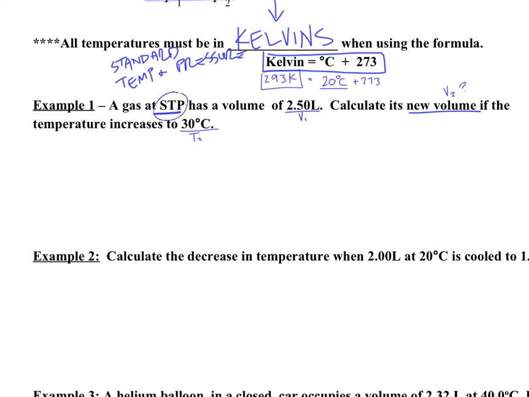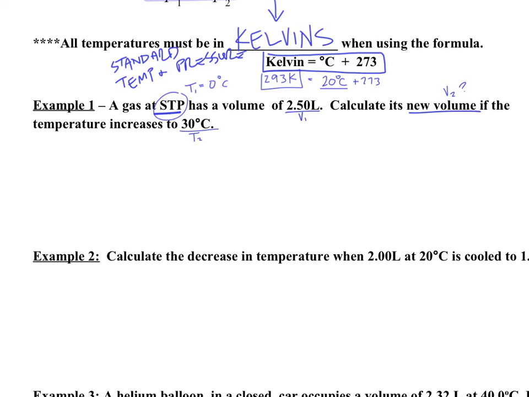But remember, STP means standard temperature and pressure. So what is standard temperature? Well, if I'm looking at degrees Celsius here, then my standard temperature would also be in degrees Celsius. And standard temperature in degrees Celsius is 0 degrees Celsius. So that is my standard temperature. So that gives me my initial temperature and initial volume. My new volume is what I'm trying to solve for, V2. And my new temperature is given to me, it's 30 degrees Celsius.